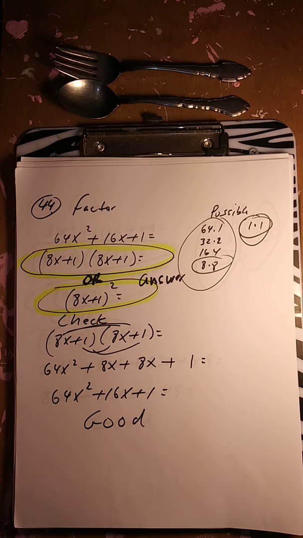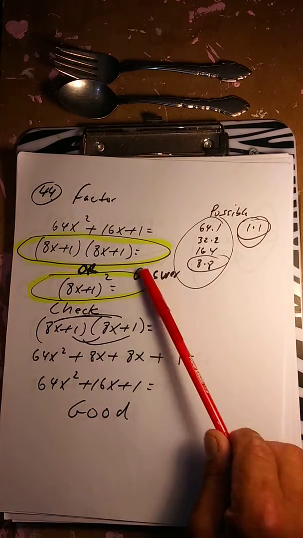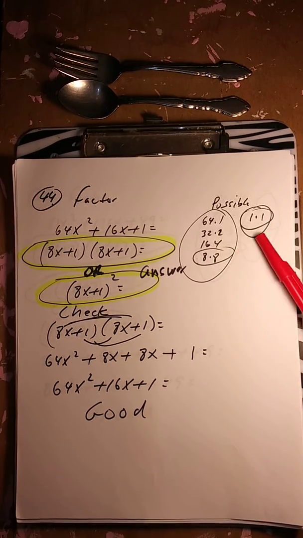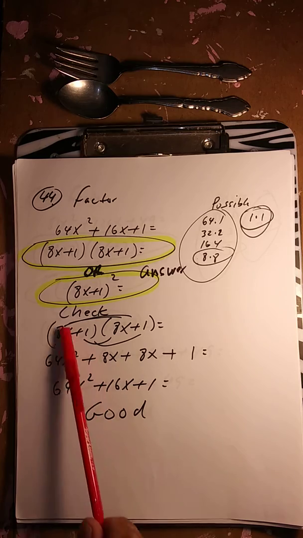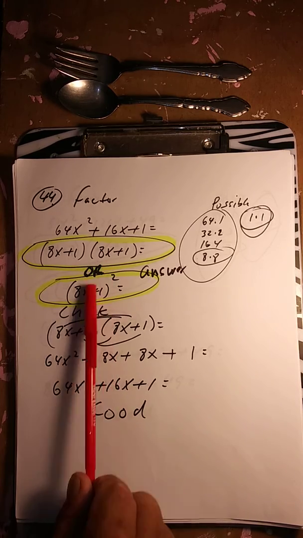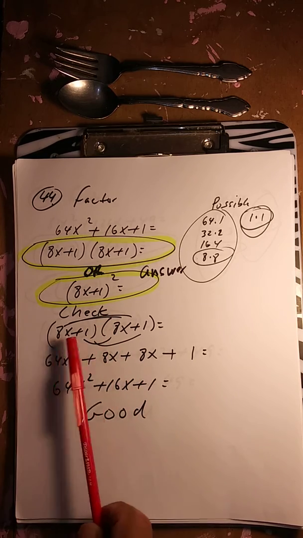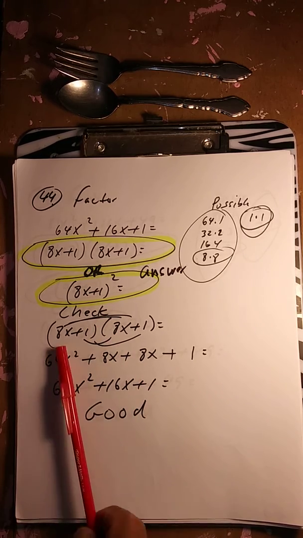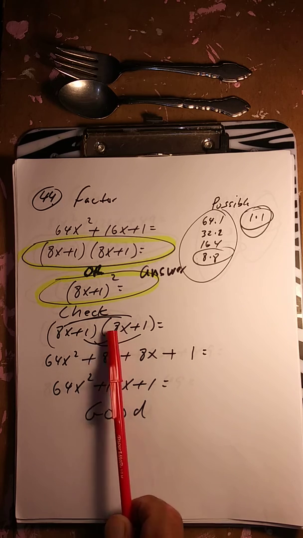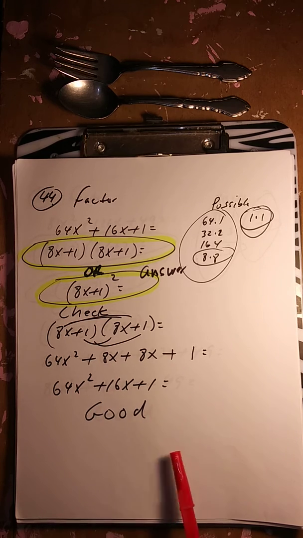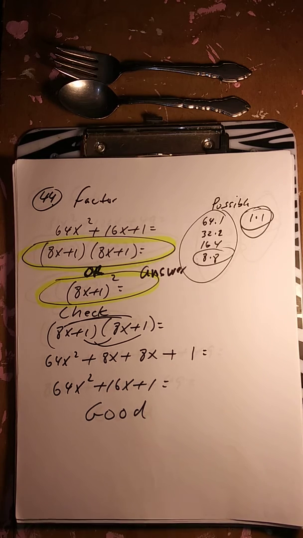Another factor. Possible numbers for 64: 64 times 1, 32 times 2, 16 times 4, 8 times 8, and 1, 1 for the last one. So now we choose 1, 1, 8, 8. So (8x plus 1) squared. Let's check it. 8x times 8x is 64x squared. 8 times 1 is 8x. 1 times 8x is 8x. 1 times 1 is 1. 64x squared plus 16x plus 1. Yep, that works. That's good.